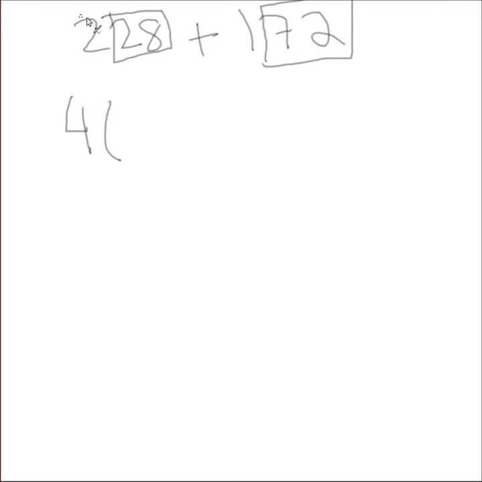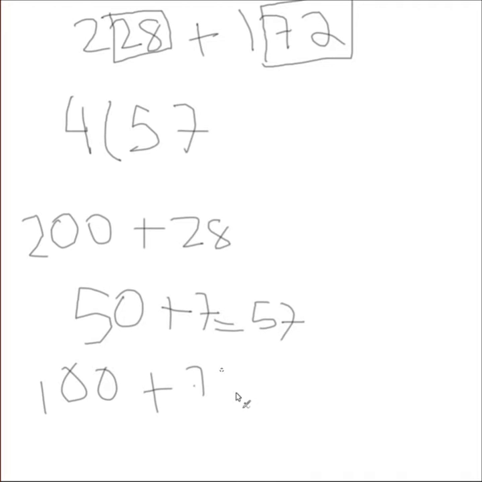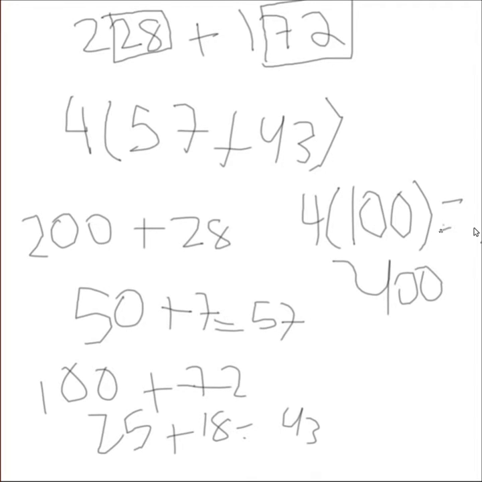Now how can we figure out what this is? So we can rewrite this as 200 plus 28. This 200 divided by 4 is 50. 28 divided by 4 is 7. So 228 divided by 4 is 57. We can do the same thing here. 100 plus 72, 25 plus 18, 43. And you're probably screaming, hey, this is 100. So we have 4 times 100. That's 400. Now, this might be a little confusing.